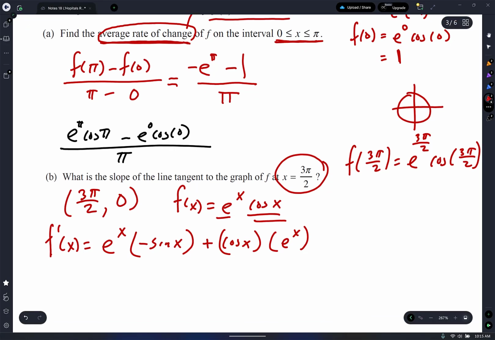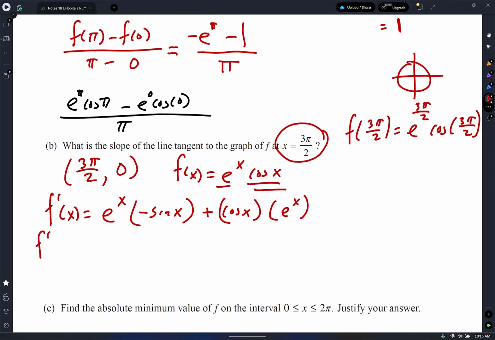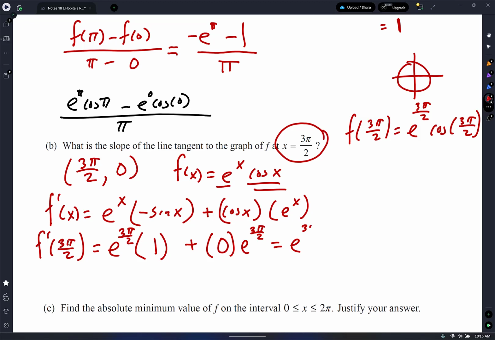Now what am I going to plug in to get my slope? 3 pi over 2. So let's see, e to the 3 pi over 2. Negative sine of 3 pi over 2. Well, sine of 3 pi over 2 is negative 1. Negative 1 times a negative? Positive. So positive 1. Plus cosine of 3 pi over 2, which is 0, times e to the 3 pi over 2. So 0 times anything is 0. So my slope is e to the 3 pi over 2.